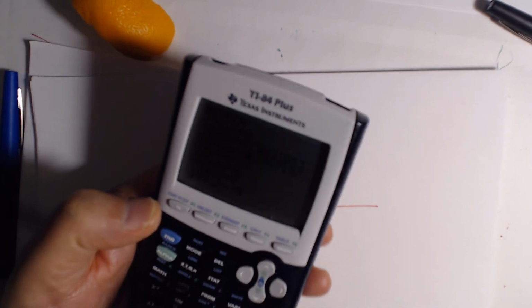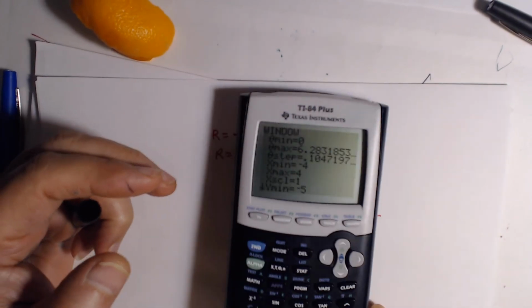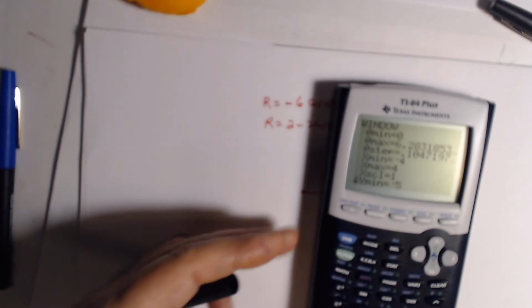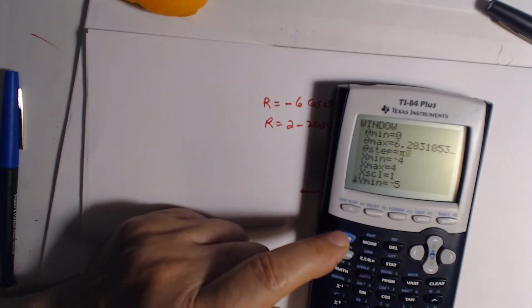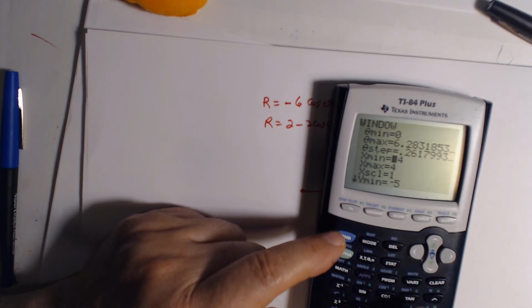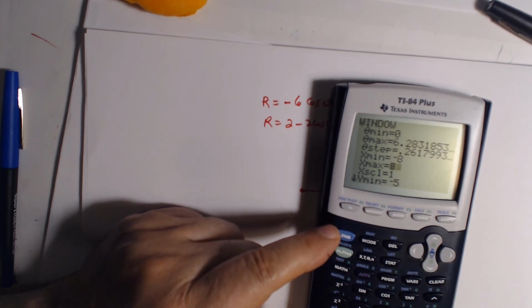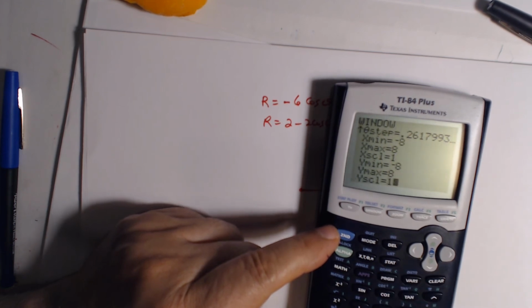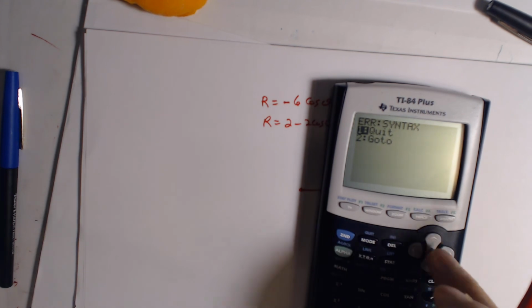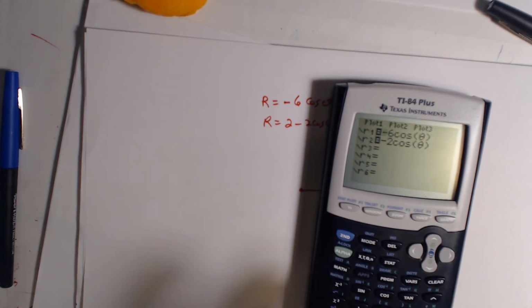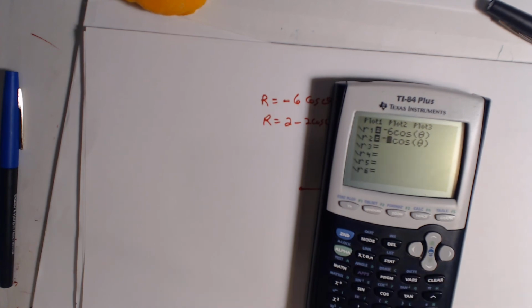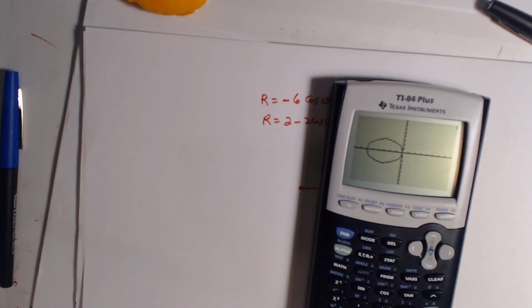And the theta step, pi over 12 is good. And my x, I go from negative 8 to 8. I don't know how much I need. Y, negative 8 to 8, and a 1. And I'm going to graph. Syntax, I put minus, not negative. That should be negative. I got that graph.